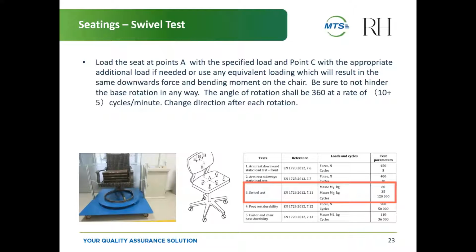Swivel testing, the load that the seat at point A, you're basically putting weights on the seat as well as applying a load from the side. And what they're trying to do here is to make sure the base rotation is not hindered in any way, as well as running through to ensure it's not going to fail over time. So as you can see here, this one has a cycle of 120,000. So it's going to be repeatedly done. It may take several days, but this way you make sure that the chair is going to stand up to repeated use over a few years.